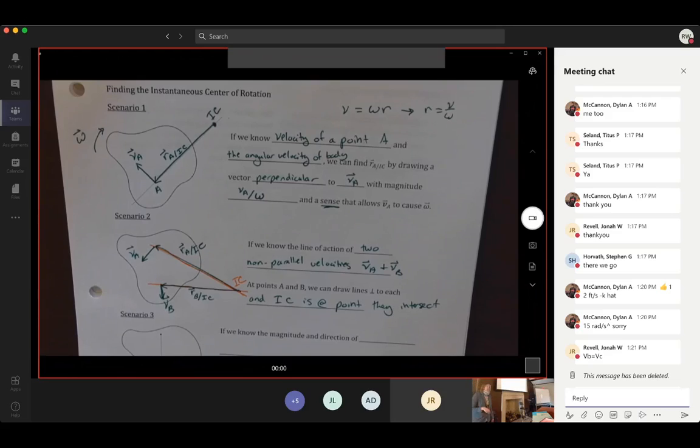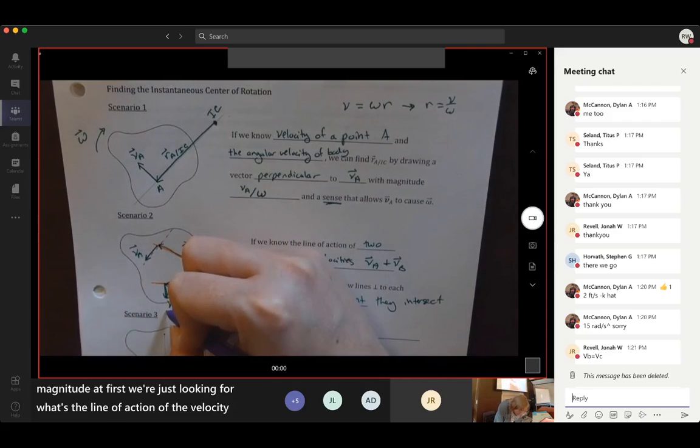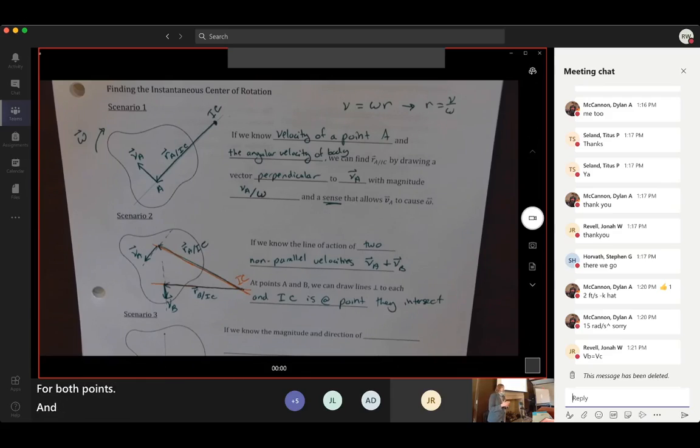But we're not necessarily looking for a magnitude at first. We're just looking for what's the line of action of the velocity, and then drawing a line perpendicular to that for both points and looking for where they intersect. Okay, so far so good?